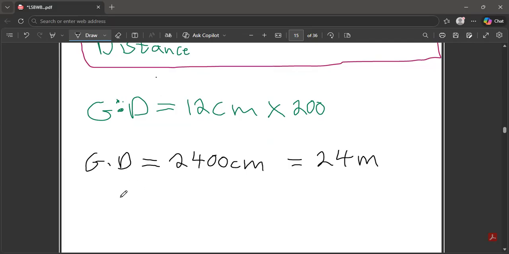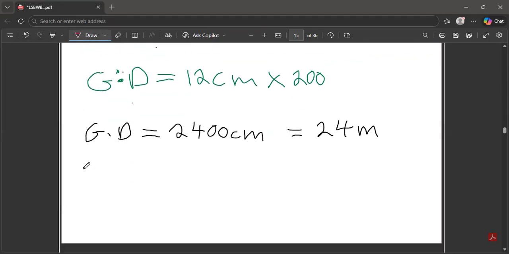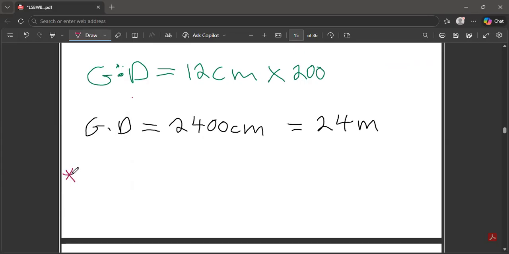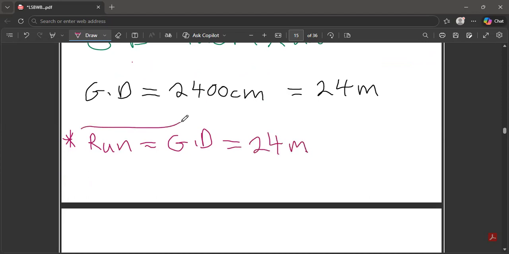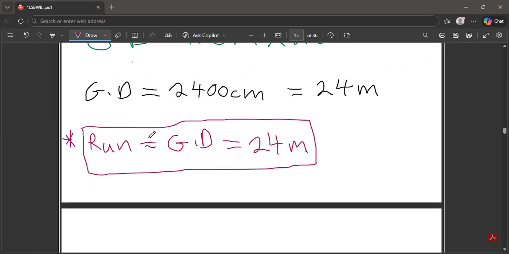So our run becomes the 24 meters. So I'm going to put over here that our run is equal to the ground distance, which is equal to 24 meters.